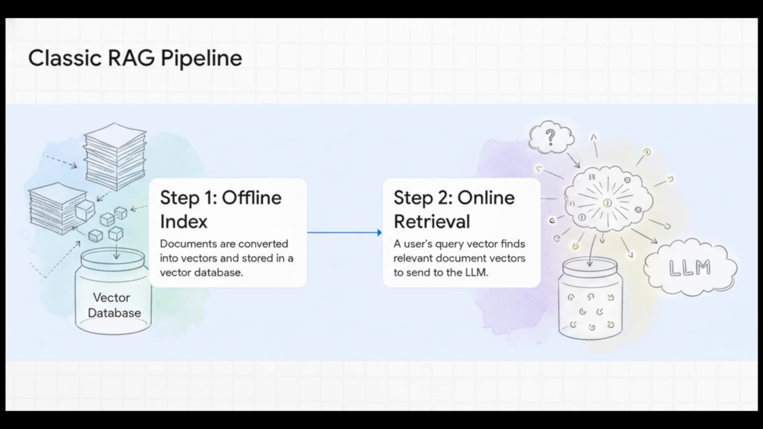Then comes phase 2, the online part. When a user asks a question, you turn their question into a vector too. The system then zips over to the database, finds the document vectors that are mathematically closest to the question vector, and boom, it grabs those chunks and sends them to the LLM along with the original question.